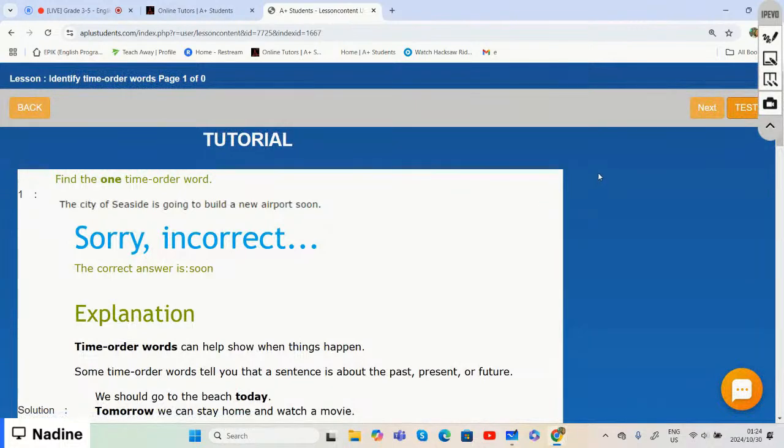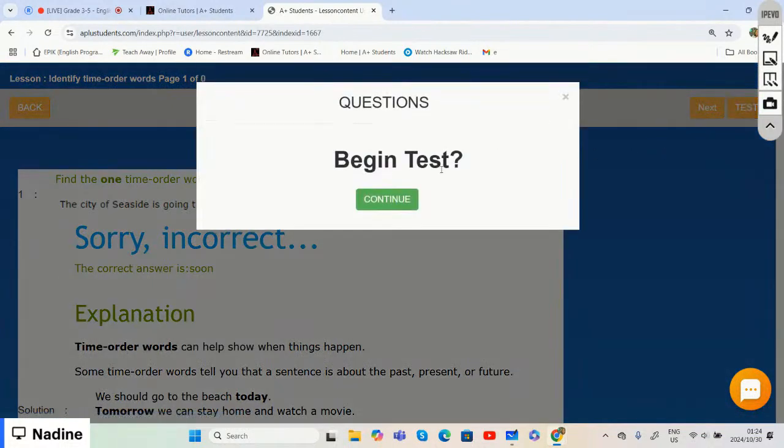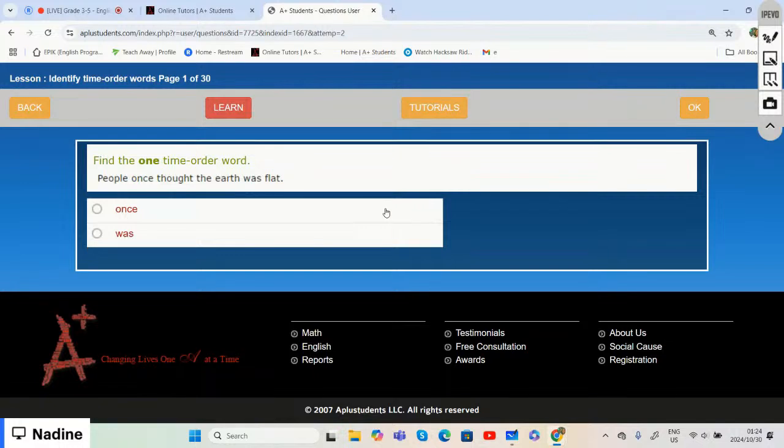All right, now we're going to a test where we are going to identify time order words. It says we need to find one time order word. People once thought the earth was flat. Is it once, option one, or was? Which one is correct?